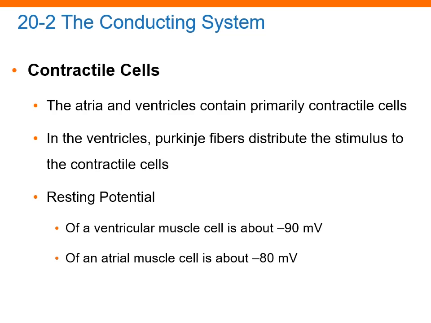This is FYI in terms of the numbers, but the resting potential of a ventricular muscle cell is about negative 90 millivolts. Atrial muscle is about negative 80. So they're both pretty similar. So they have to be negative relative to the extracellular space. Again, the intracellular space is negative.